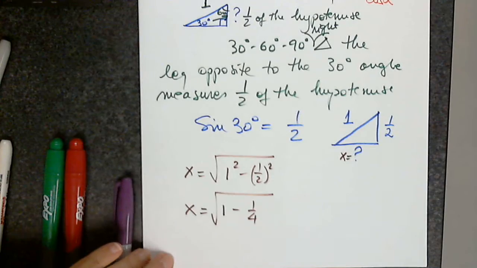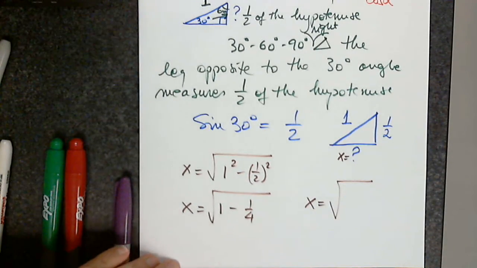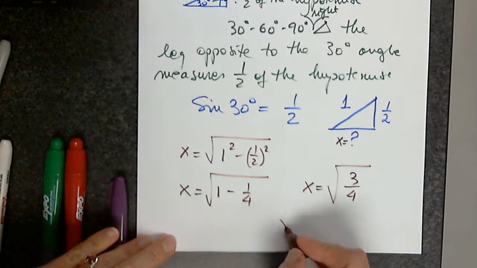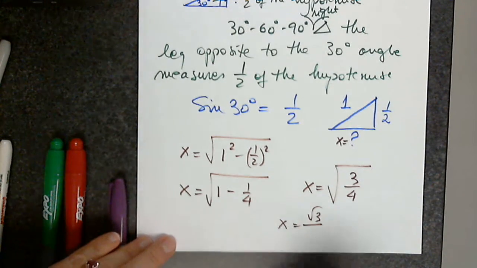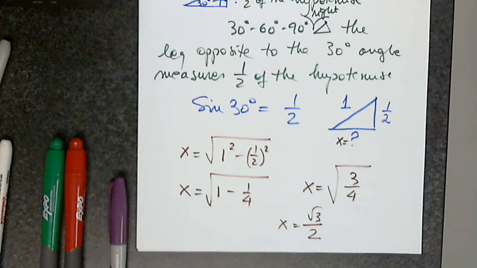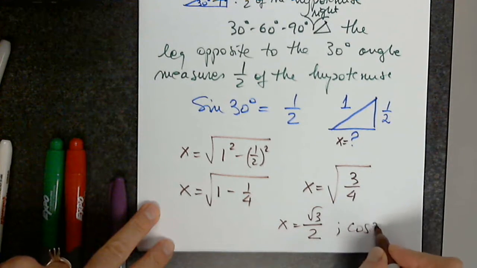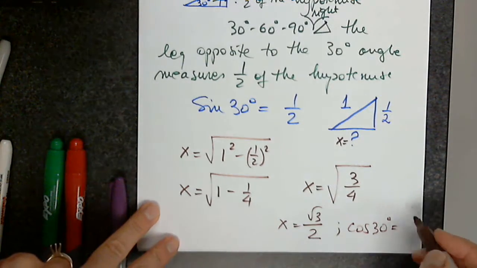From 1, I subtract 1/4. What do I get? I get the square root of? 3/4. Yes. I have to take the square root of the top, which I cannot, and then I have to take the square root of the bottom, which I can. So then, can anyone tell us how much is cosine 30 degrees? Of course.